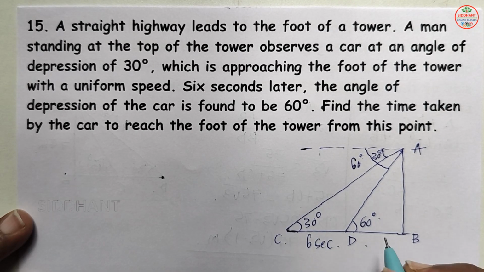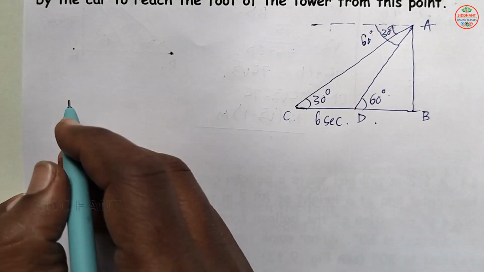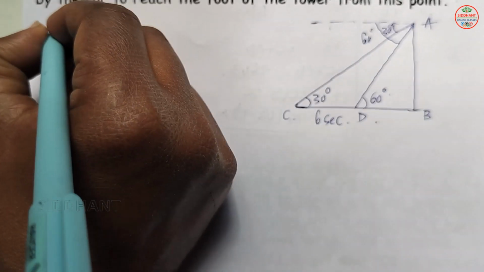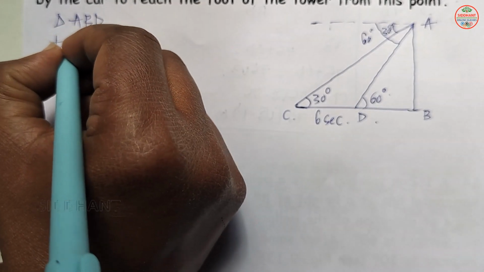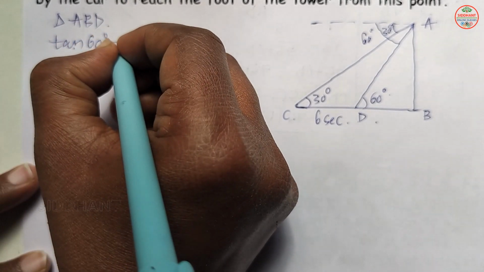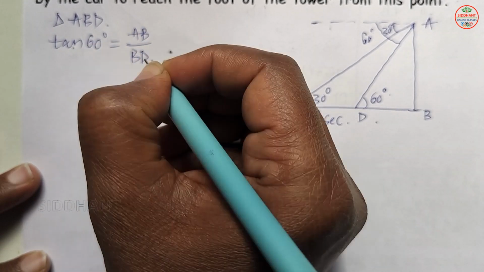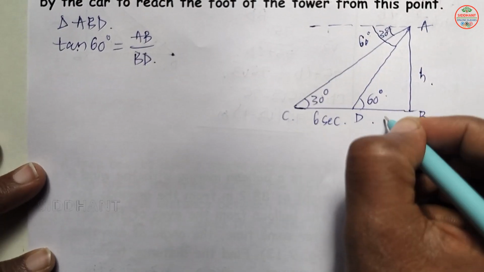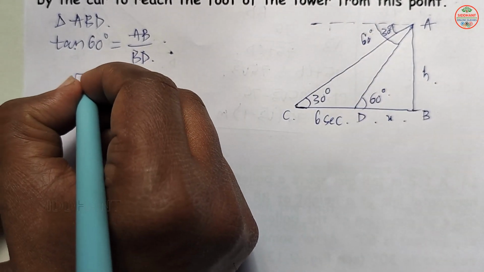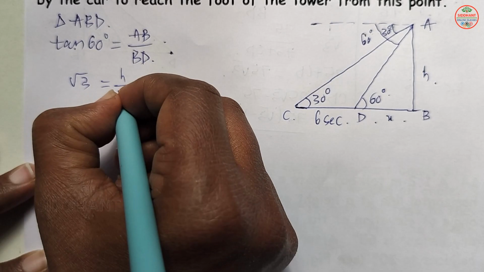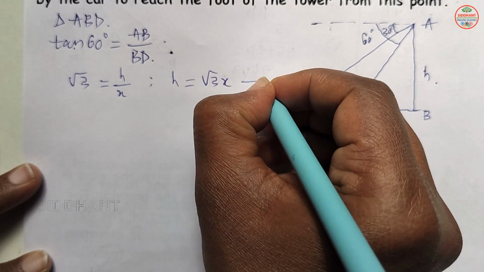Now we are going to find the time for the car to reach the foot of the tower from this point. So first in triangle ABD, we take tan 60, which is equal to AB by BD. Let AB be H here and BD be X here. So tan 60, which is root 3, equals H by X. So H equals root 3 X. Let it be equation 1.